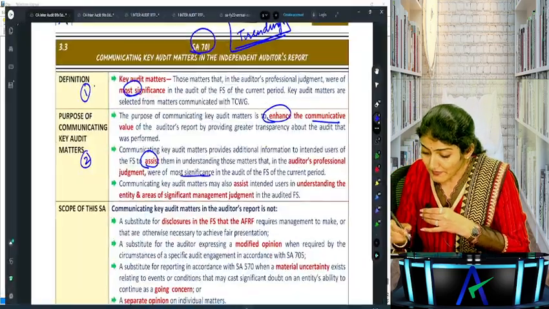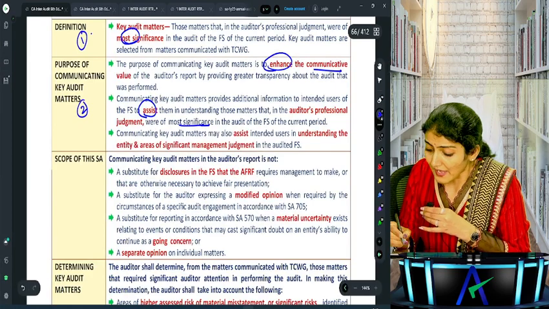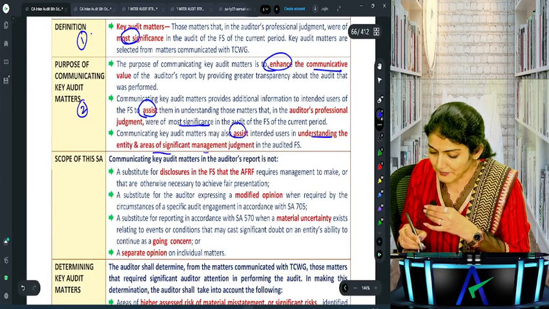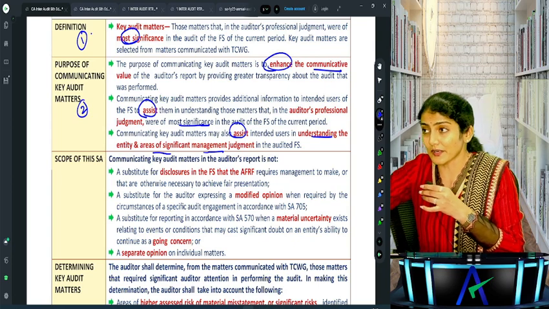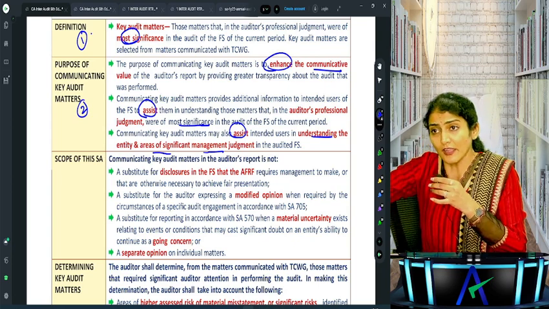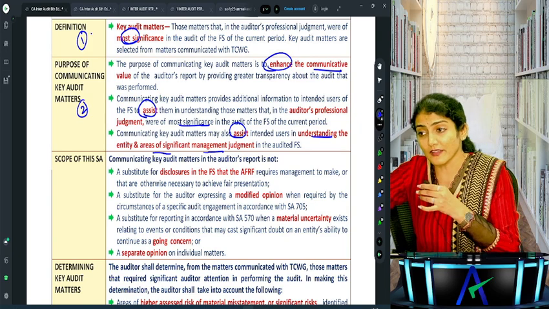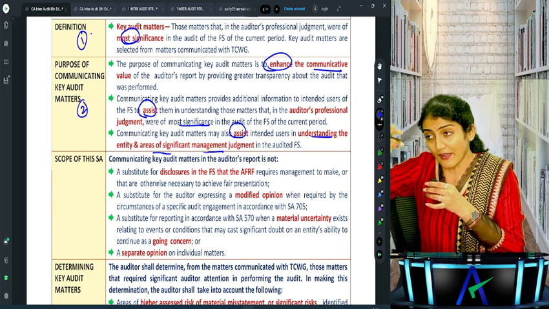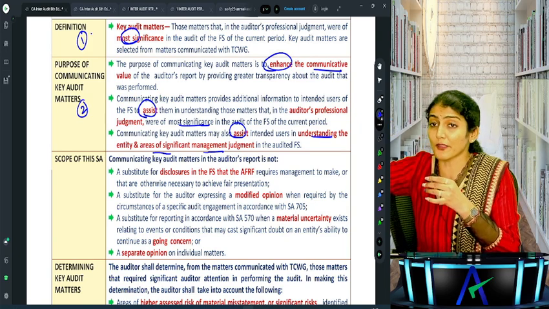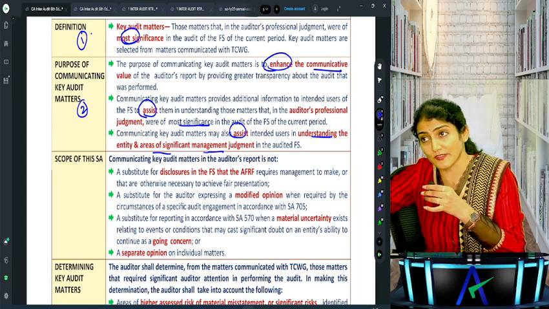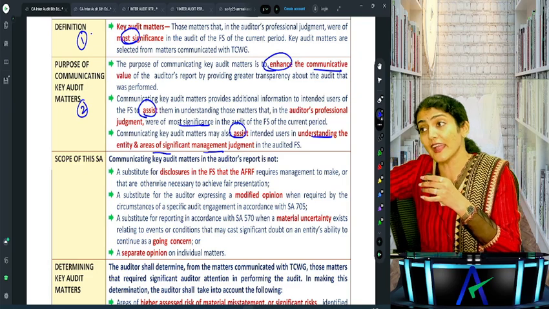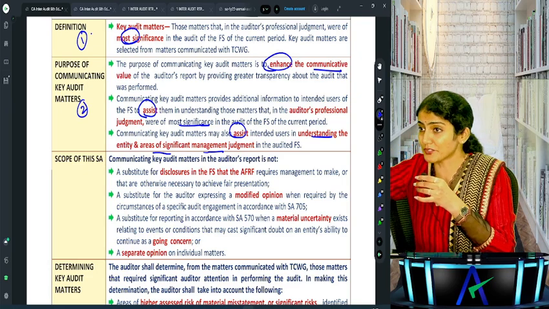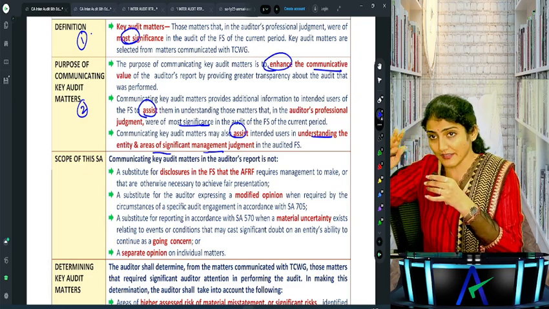So it also assists in understanding the entity and areas of significant management judgment. So what does it help? It assists. What does it enhance? It enhances the communicative value. What does it assist? It assists in understanding those matters that in the auditor's professional judgment were of most significance, and it also assists in understanding the entity and the areas of significant management judgment. Are you understanding that? Yes, everyone?